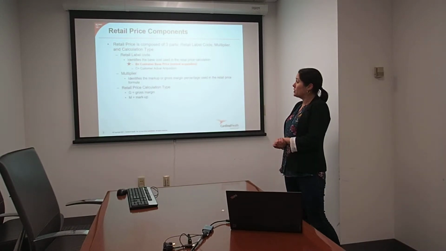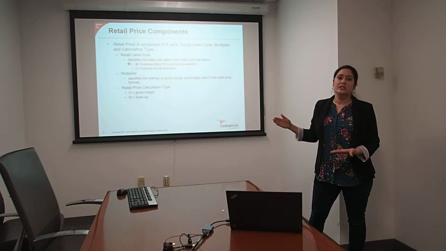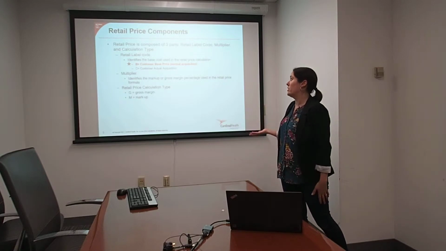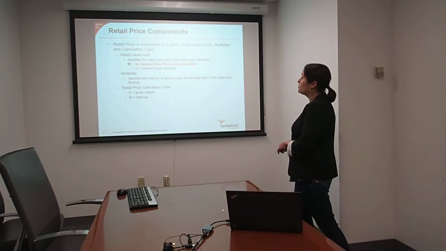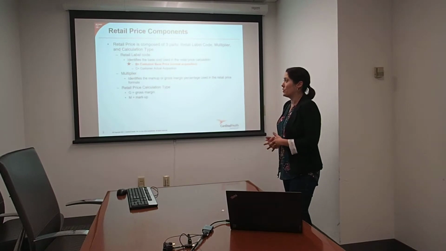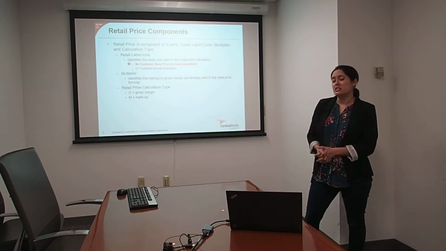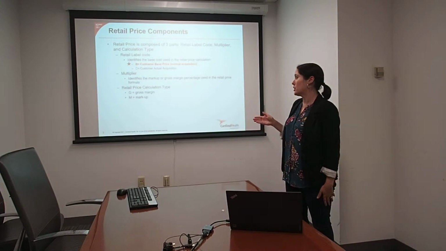The next part is the multiplier, and that identifies literally the amount that you want to mark up, or the amount of margin that you want on top of that base price. So if you want a 40% markup or a 40% margin, that would go there. The final indicator is the calculation type. That's just indicating whether you are using gross margin or markup percent.